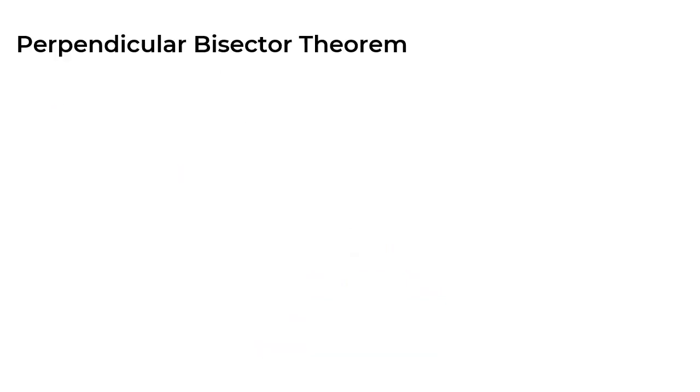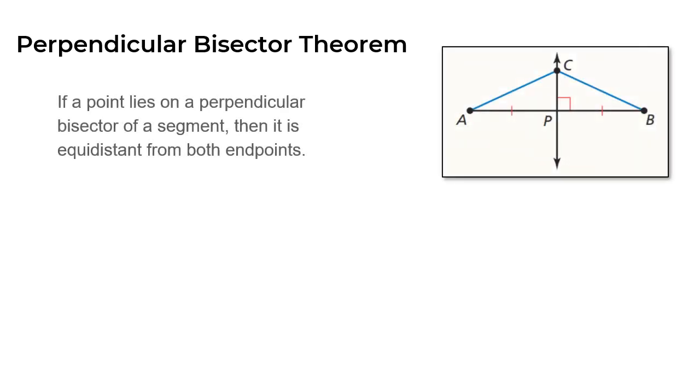Now, how it relates to triangles is in this perpendicular bisector theorem. Okay, so the perpendicular bisector theorem just states that if a point lies on a perpendicular bisector of a segment, then it's equidistant from both points. Basically, if you look at this diagram, that's telling us that if we have a point that's on our bisecting line, like this point C is on our bisecting line CP, then that point is going to be the same distance away from A as it is from B. It's the same distance from those two endpoints of the segment that's being cut into two equal parts.